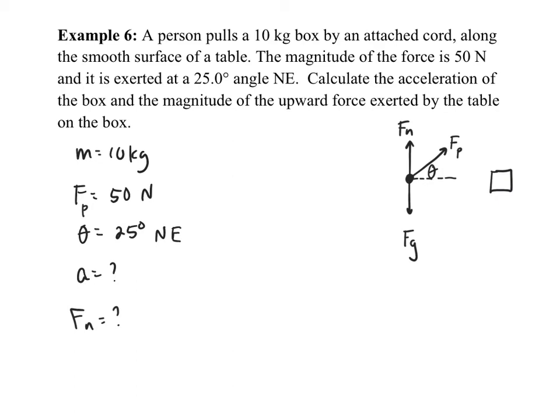So here's what I'm going to do. I'm going to redraw my free body diagram right below it. I'm going to still include FG and FN. And then what I'm going to do is this. I'm going to call this FPX. And I'm going to call this FPY.